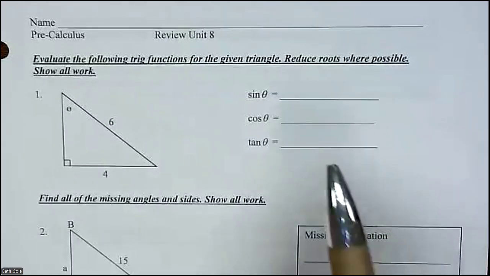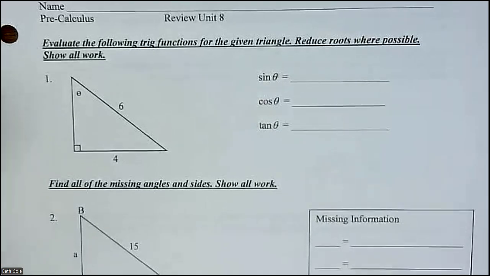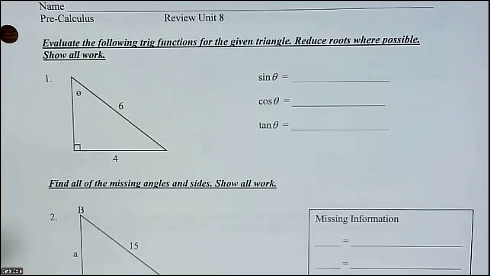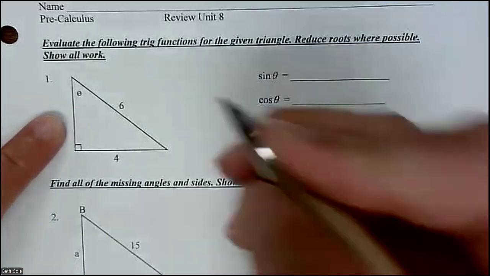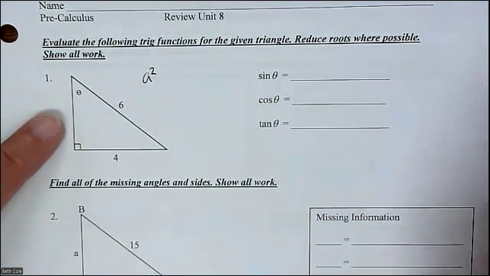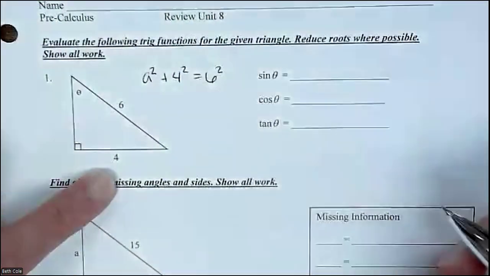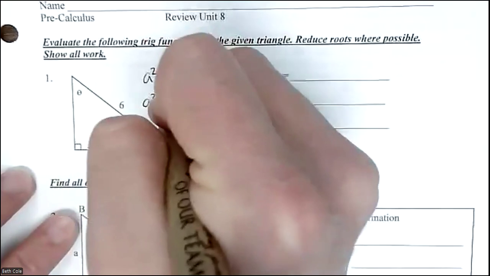All right, so for this first one, the first thing that we need to do is find the side that we're missing. And that's going to be Pythagorean theorem. You can call it whatever you want. I'm going to call it A. You can call it X, whatever variable you feel like. A squared plus 4 squared equals 6 squared. And then we're going to just work that out.